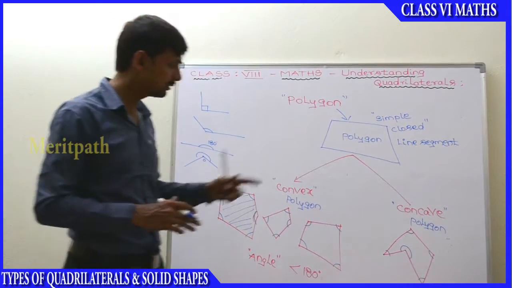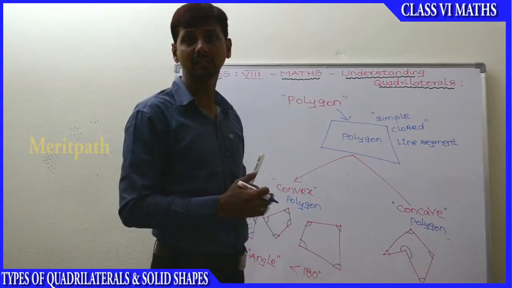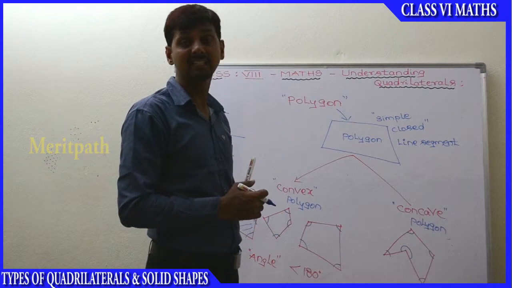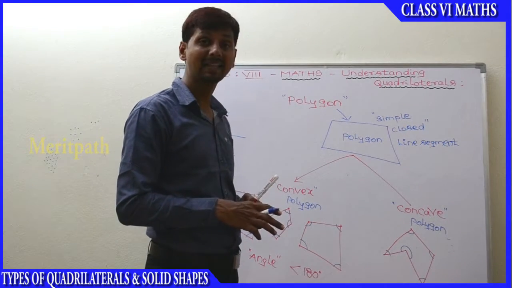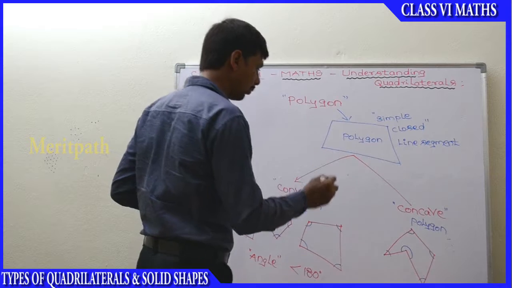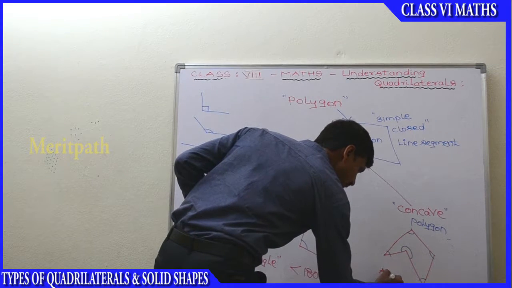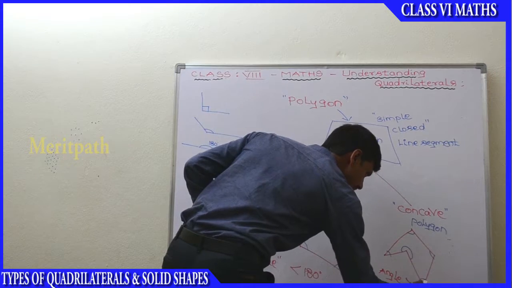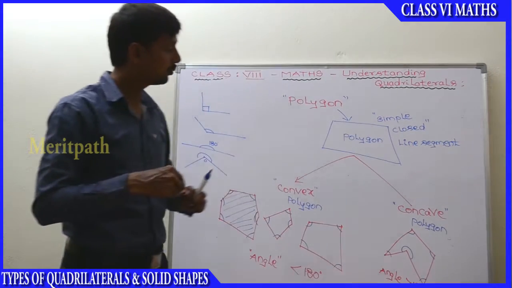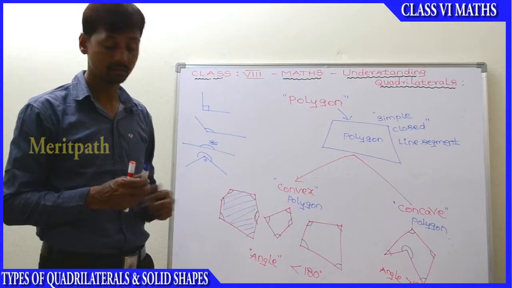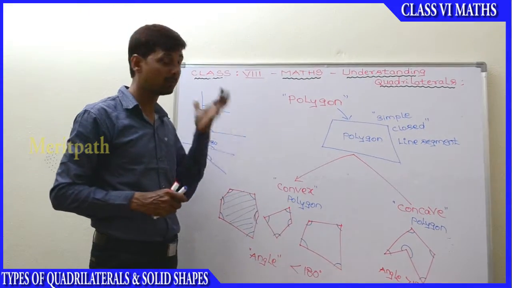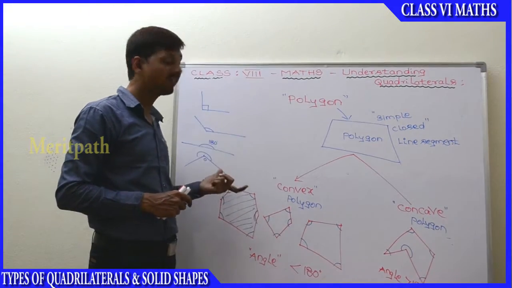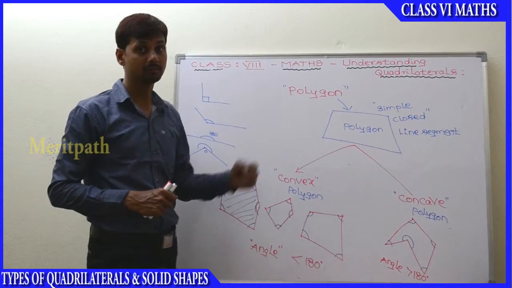So if one of the angles of a polygon is more than 180 degrees, then we call it a concave polygon. At least one angle is greater than 180 degrees. So we call this kind of polygons concave polygons. Up to now we have discussed polygons, convex polygons and concave polygons.